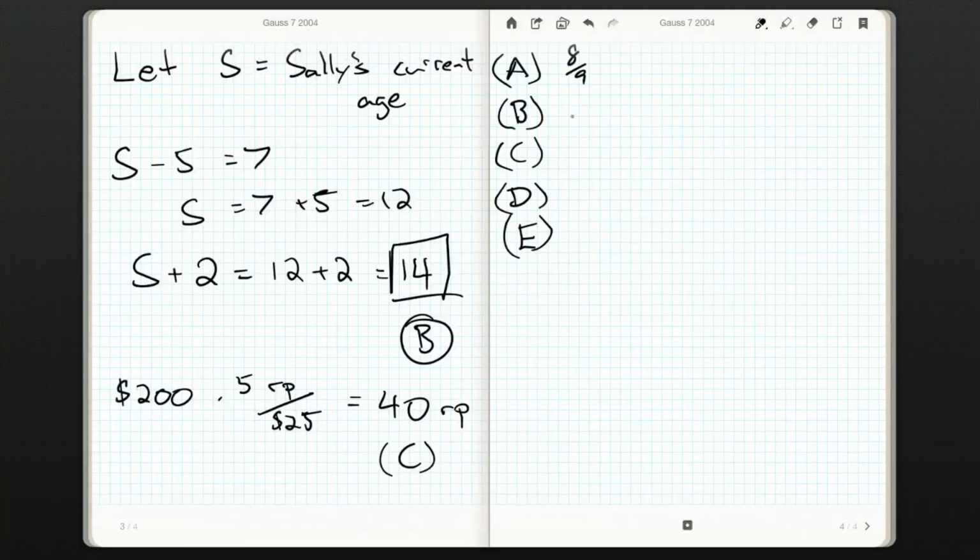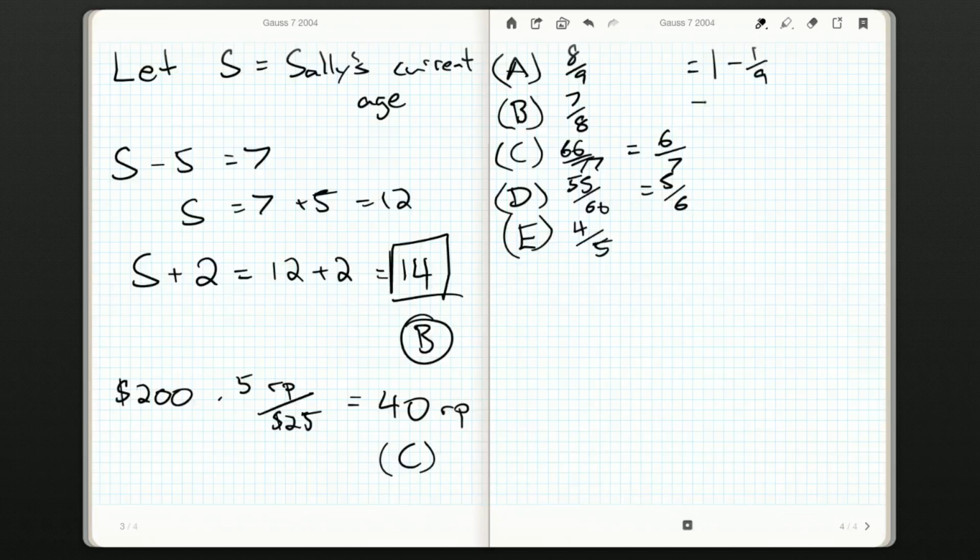So I've got 8 over 9, 7 over 8, and I've got 66 over 77. I'm going to rewrite that as 6 over 7, dividing through the 11s. 55 over 66, I can rewrite that as 5 over 6. And 4 over 5 I'm going to leave alone. So another thing I can do is say, well, these are just one away from the top. And I can rewrite this as 1 minus 1 over 9, 1 minus 1 over 8, 1 minus 1 over 7, 1 minus 1 over 6, and this last one is 1 minus 1 over 5.